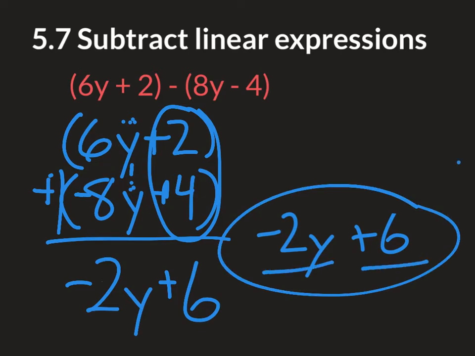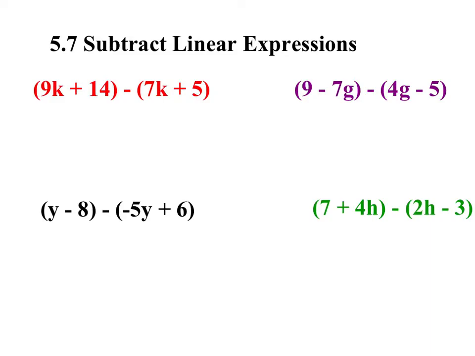2 terms, constant of 6, variable of y, coefficient of negative 2, and can't solve it unless you know what it's equal to or what y is worth. So let's practice that a couple times. I need to subtract the value 7k plus 5.